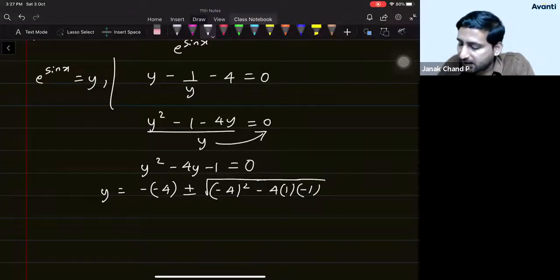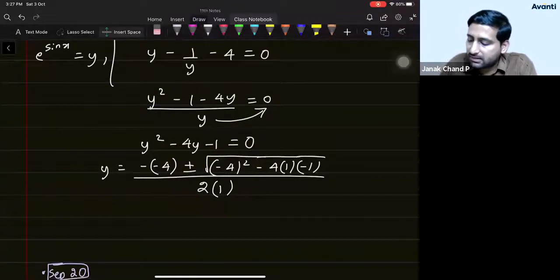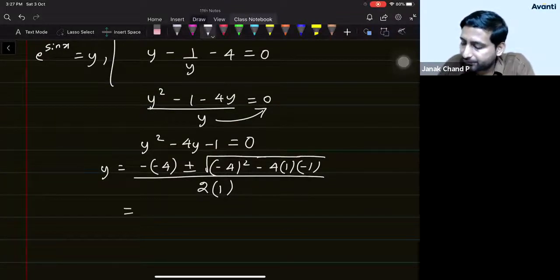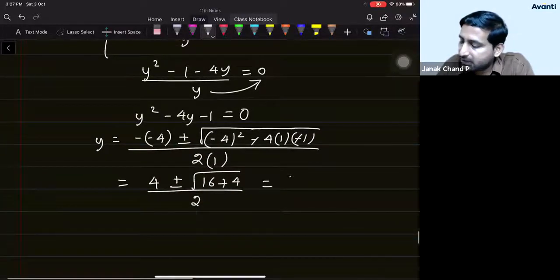Yes, maybe that is correct, but what is your final conclusion, right? Divided by 2 into a, right? So this is nothing but y equal to 4 plus or minus root of 16 plus 4, okay, divided by 2. So this can further be written as 4 plus or minus 2 root 5 divided by 2, right?